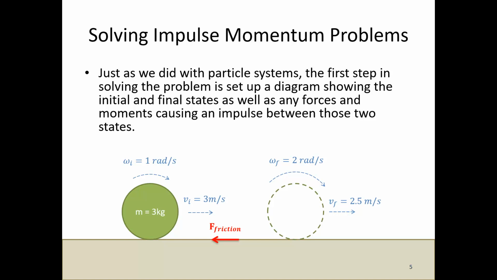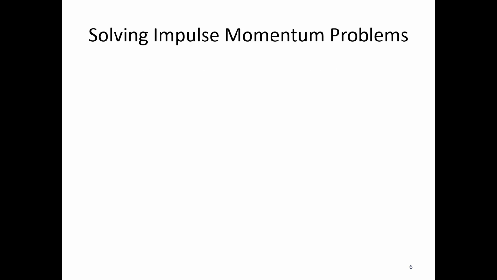And so I can see that the velocity of the object is going down, but the angular velocity is going up. This friction force is going to be causing both a linear impulse over whatever time that is happening for, and it's also going to cause a moment because this force is not acting through the center of mass. So forces can cause both linear and angular impulses if they are not acting on the center of gravity here. So step 1, set up your diagram.